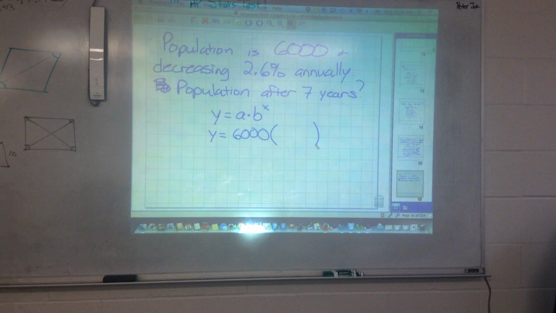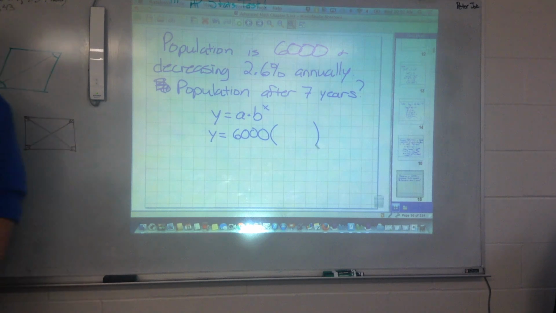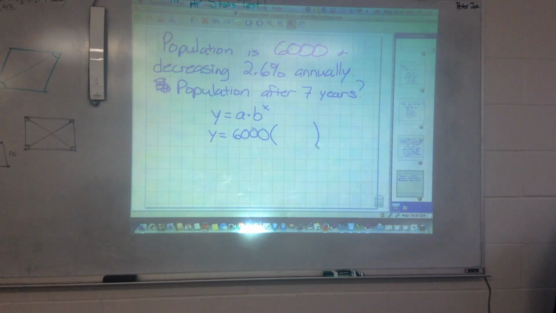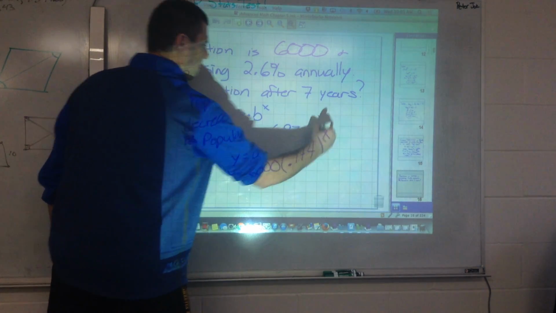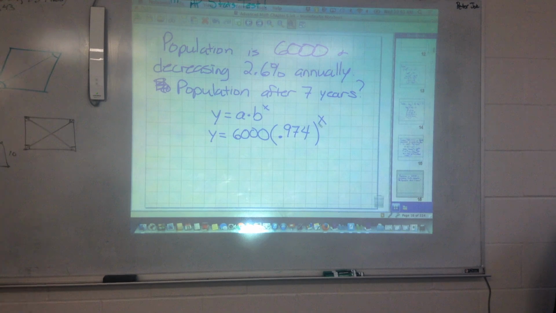If you're decreasing, how do you figure out your B value? 100 minus 2.6, 97.4. So what's our B value? 0.974. What if I was increasing by 2.6%? 1.026, because you take 100 plus the 2.6% for 102.6%, or 1.026.